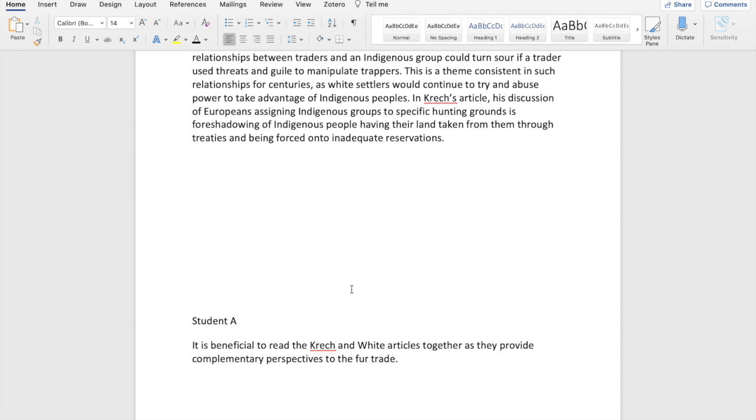It is beneficial to read the Kretsch and White articles together as they provide complementary perspectives on the fur trade. So great, that's good to know. But it would be nice to flesh that out and show some of those complementary perspectives, illustrate them, compare them, give us an immediate and direct comparison of the 2 pieces. That would have been enormously helpful.